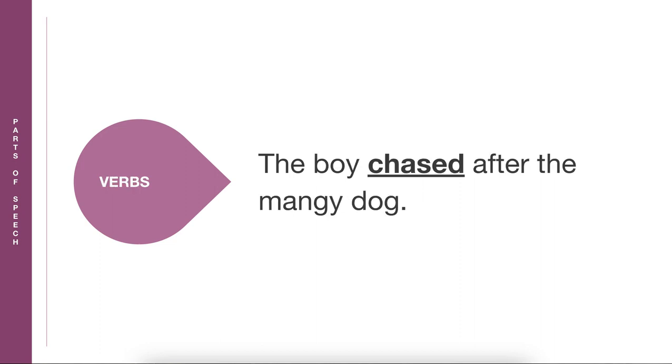Moving on, though, let's start looking at some verbs. The boy chased after the mangy dog. In this sentence, chased is underlined because that's our action. Therefore, that is our verb. Again, remember that a verb is an action. Verbs are so essential to the English language because they show what is happening in any situation. And so our verb here is chased.